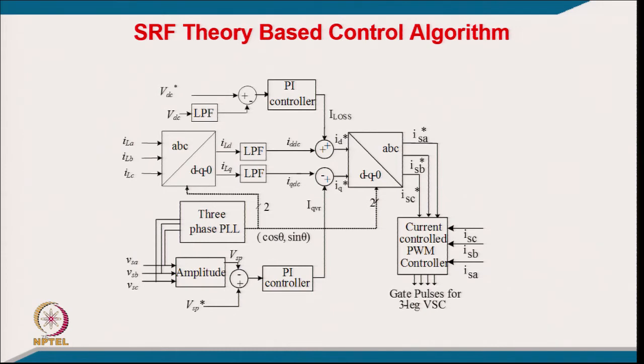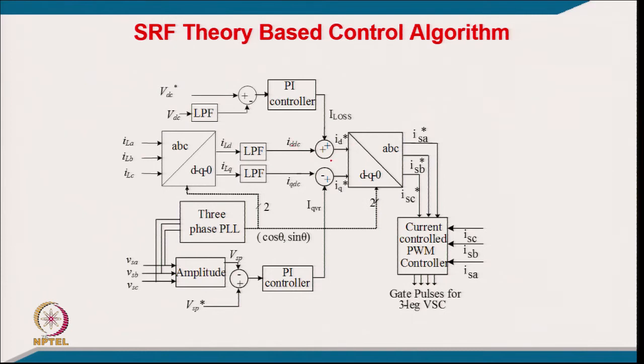We have a reference DC link voltage and a feedback DC link voltage through a low pass filter, and pass it through a PI controller. The output of the PI controller is a current signal corresponding to the loss in the shunt active filter. Then we have the load current, and with the voltage PLL we apply the DQ transformation, and we get these two currents, but they have AC and DC components. The DC component corresponds to the fundamental, so we pass it through a low pass filter. This is also an active component which has to be supplied for the load.